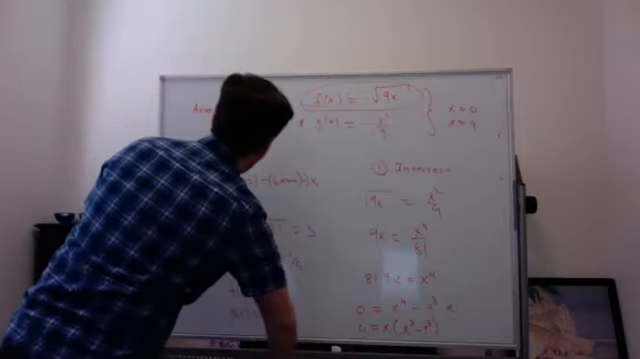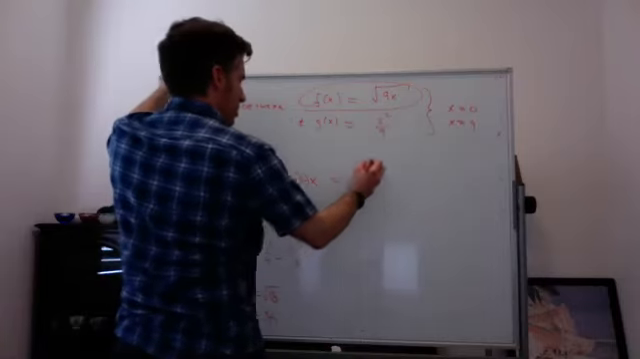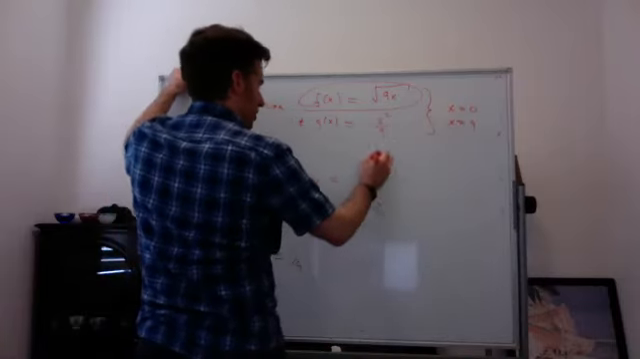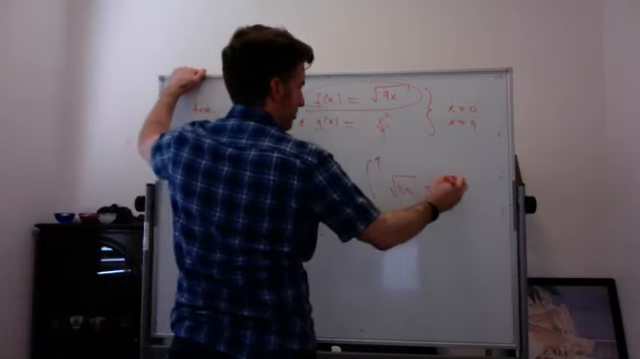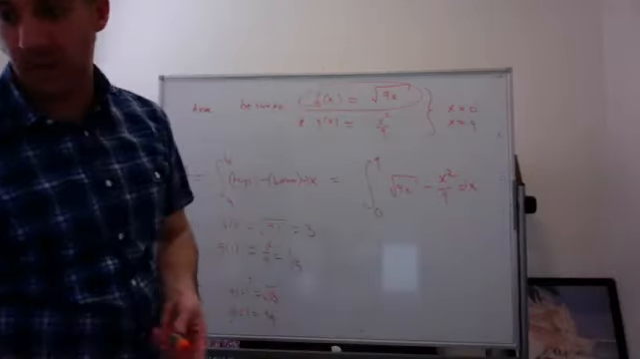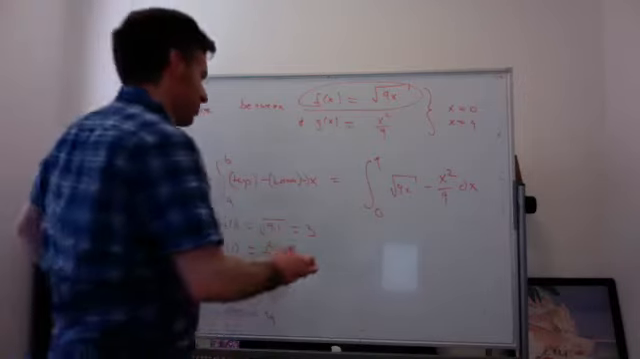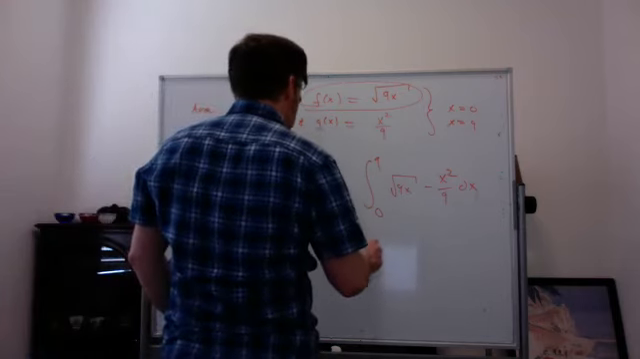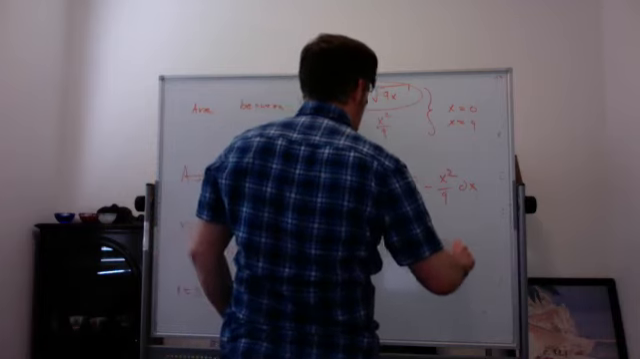And so then what I'm going to do is erase this and say, all right, well, this is equal to the integral from 0 to 9 of the top function minus the bottom function. And that's how we would start that one off. To actually do this one, I'm going to write it as 9x to the 1/2 minus x squared over.